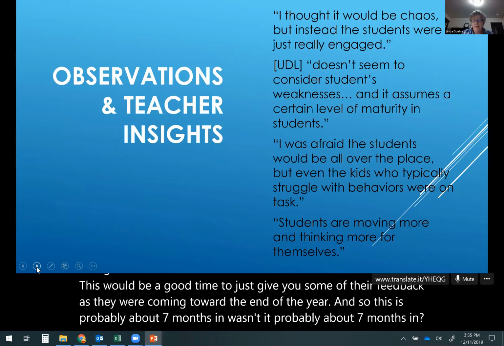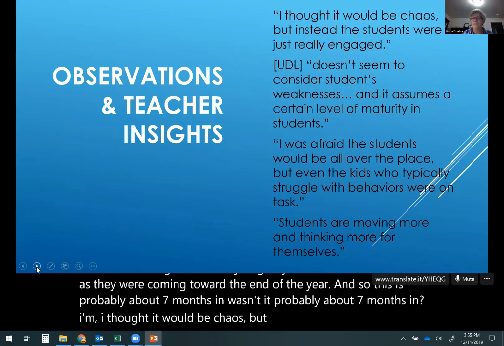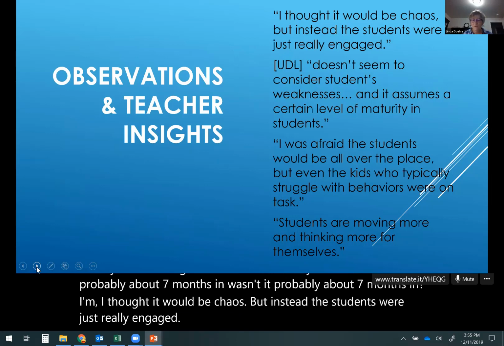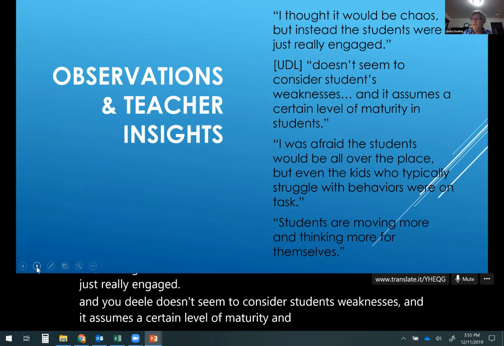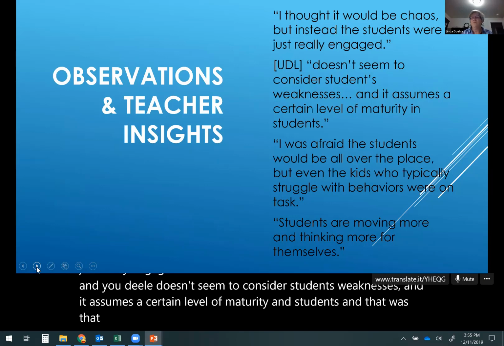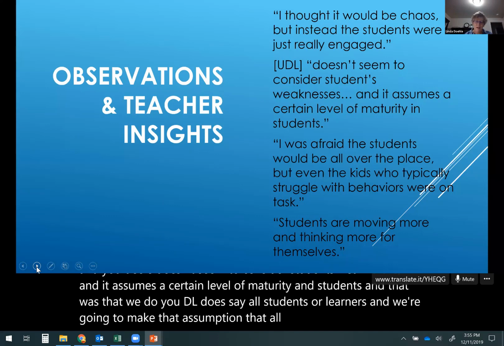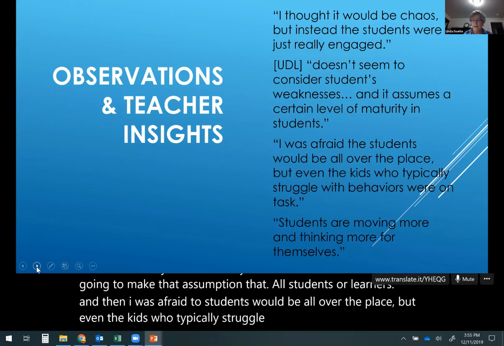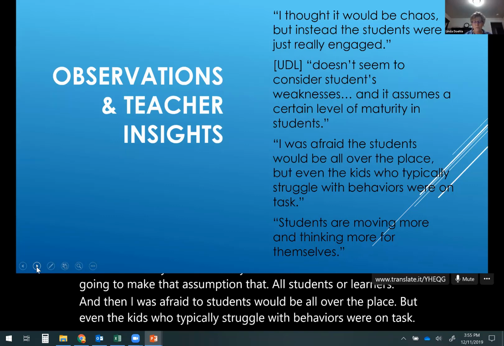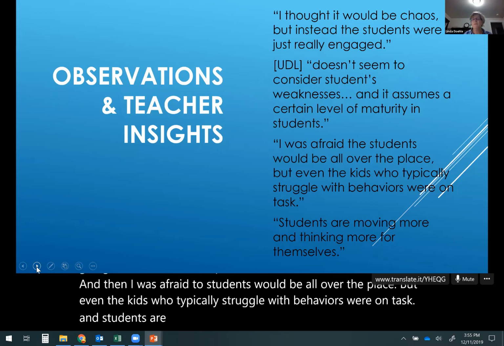I thought it would be chaos, but instead the students were just really engaged. And UDL doesn't seem to consider students' weaknesses, and it assumes a certain level of maturity in students. Mm-hmm. And that was that UDL does say all students are learners, and we're going to make that assumption that all students are learners. And then I was afraid the students would be all over the place, but even the kids who typically struggle with behaviors were on task. And students are moving more and thinking more for themselves.